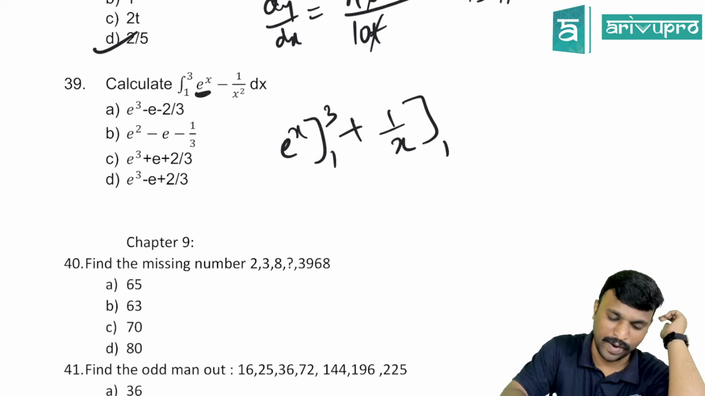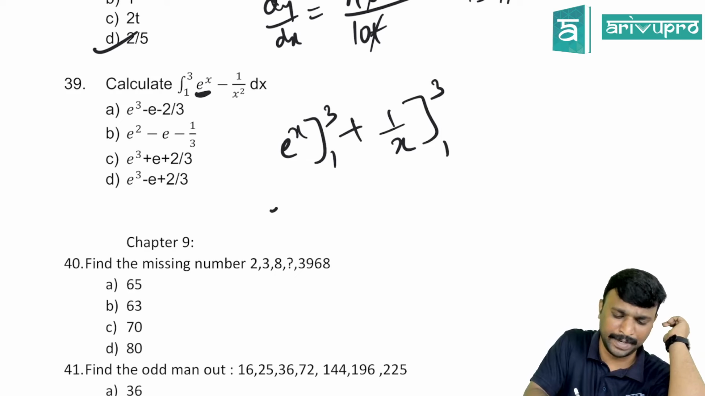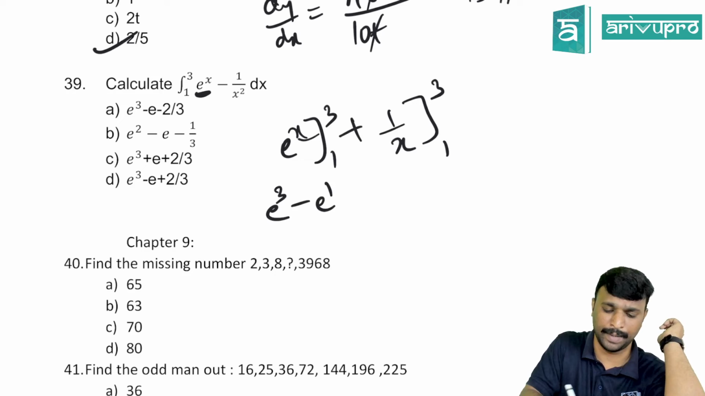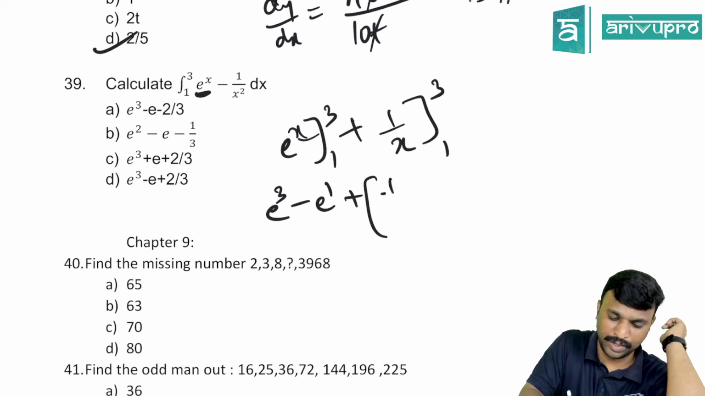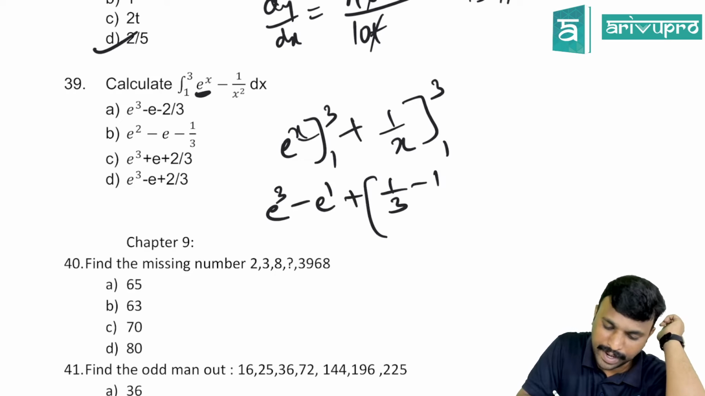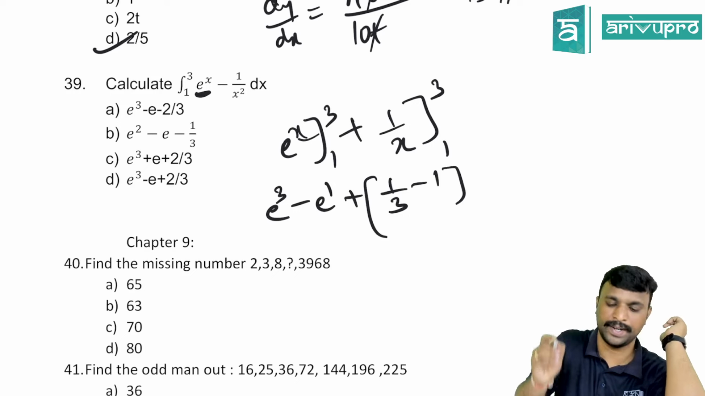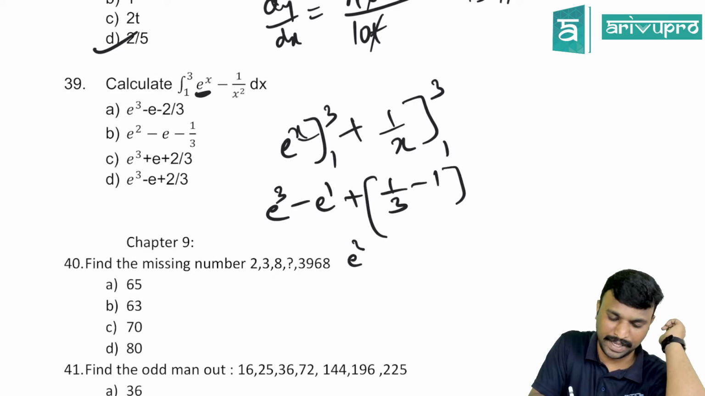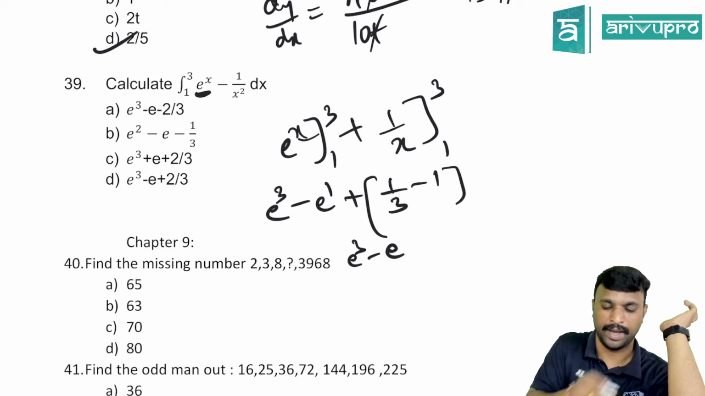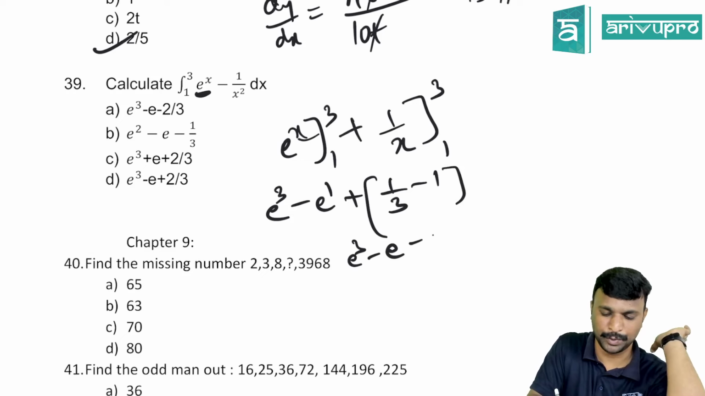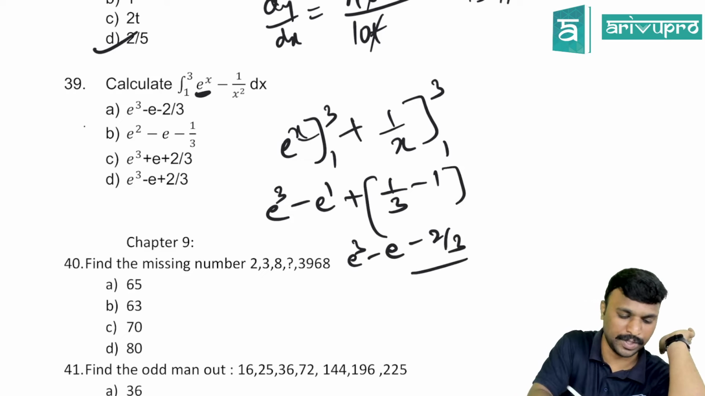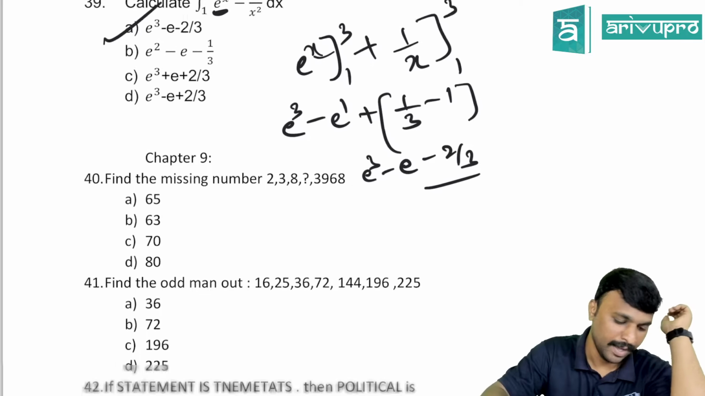The limits are 1 to 3. Apply the limits now. Upper limit minus lower limit. X becomes 3 in the upper limit. X becomes 1 in the lower limit. Plus 1 by 3 minus 1 by 1, which is 1 itself. Now what is this, guys? E power 3 minus e. Okay, what is 1 by 3 minus 1? Minus 2 by 3. Yes or no? So therefore option A is the right answer.